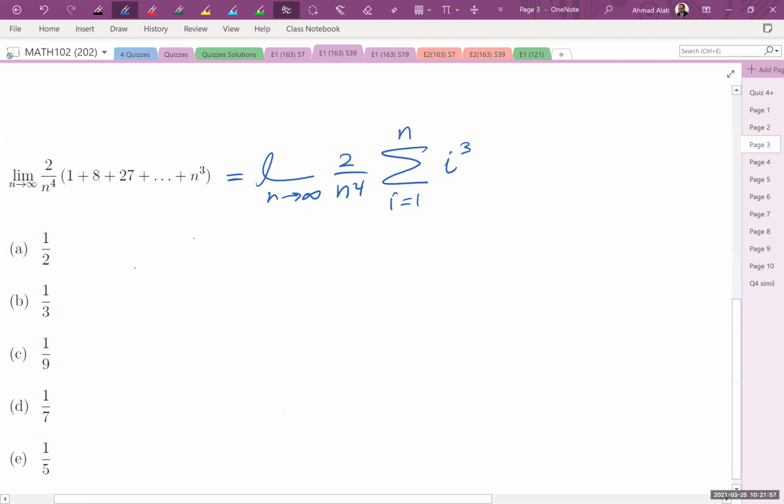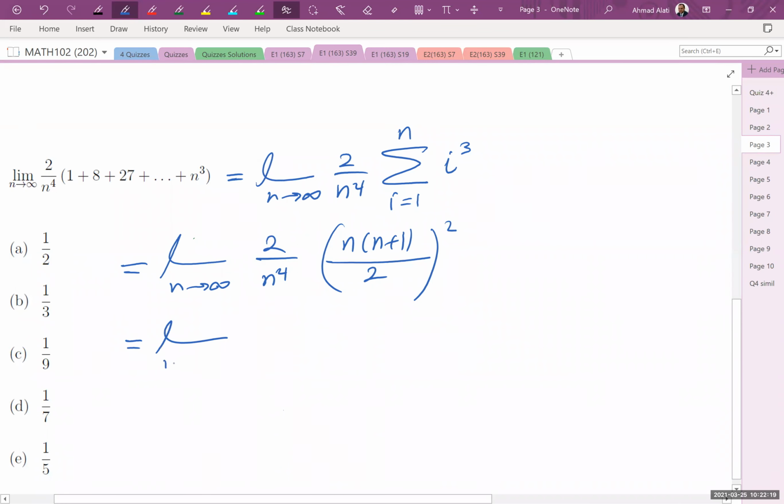Okay, now what is the sum? This is the limit as n goes to infinity of 2 over n to the power 4. What is sigma i cubed? It is n multiplied by n plus 1 over 2, all squared. Yes, all squared, Muhammad. Well done. Congratulations, Muhammad, by the way, for the full mark in the previous quiz. Thank you. Of course you need to prove to me that you deserve that grade.